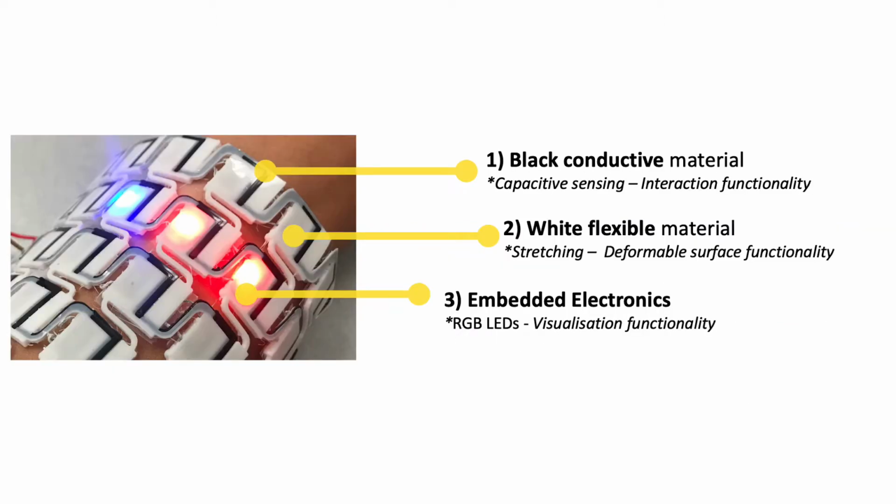So the surface of the device itself consists of 3 main components. There is the black conductive material, which you can see, and this enables capacitive sensing and the interaction functionality. There is also the white material, which is flexible and supports stretching and deformation of the surface. And finally, we have the embedded electronics, such as LEDs, which can support the visualization function.